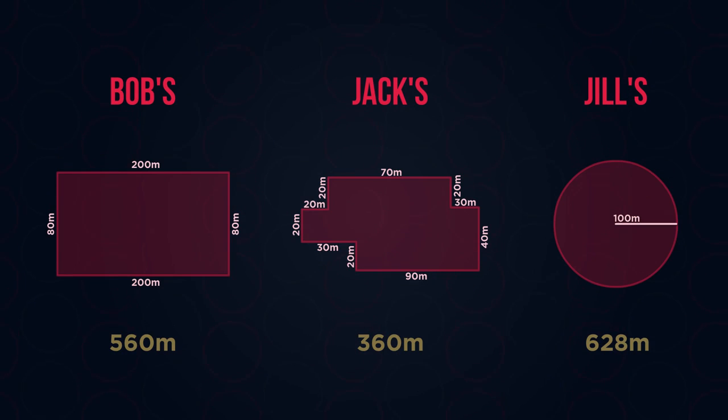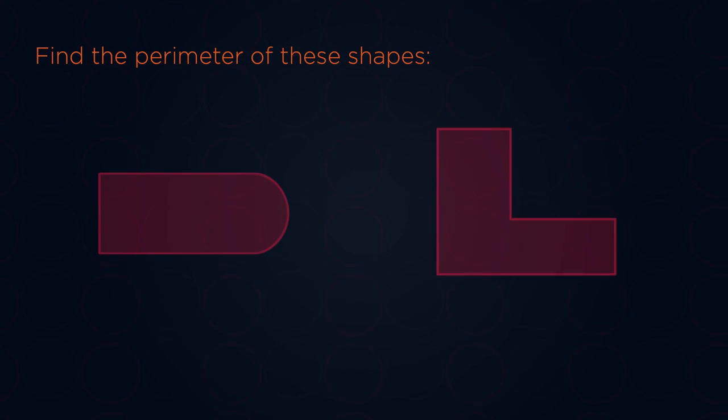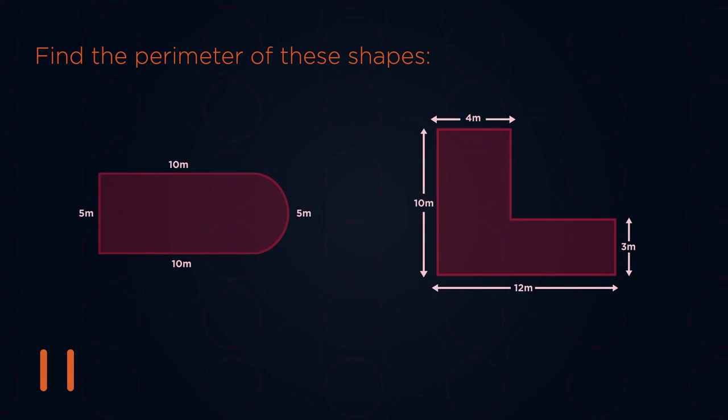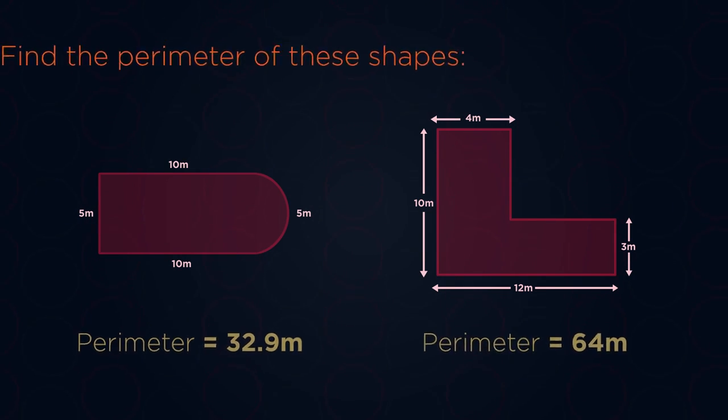Sometimes more complicated perimeters may require you to use both the circumference of a circle and general side lengths. Here's an example to finish up. Can you find the perimeter of these compound shapes? Pause the video and give them a go. Did you get 32.9 meters and 64 meters?